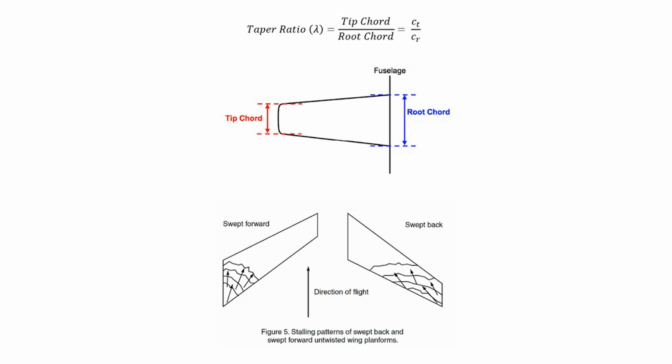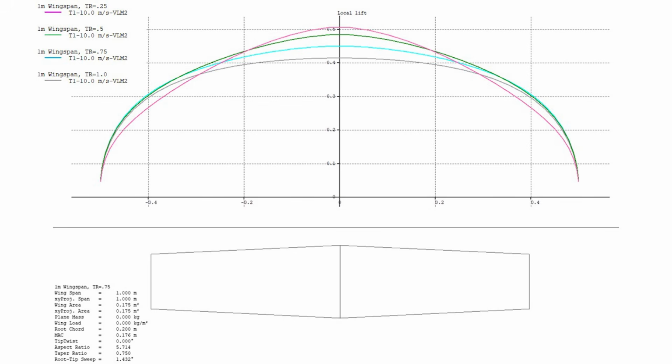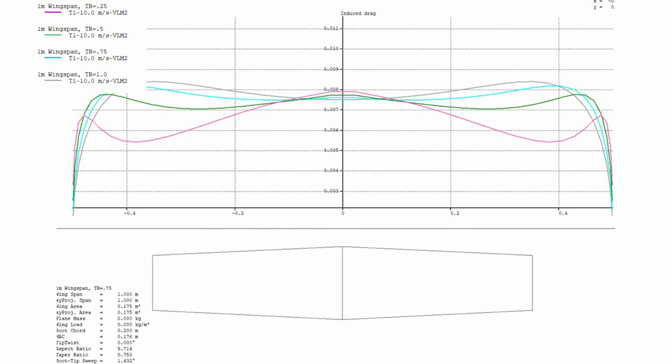Now, you'll also notice in many of these flying wings that there's often taper from the wing root to the wingtip. What is taper and why is it used here? The primary advantage of adding a taper ratio to a wing is the reduction of induced drag. Tapered wings distribute lift more evenly across their span, which reduces the intensity of the wingtip vortices.